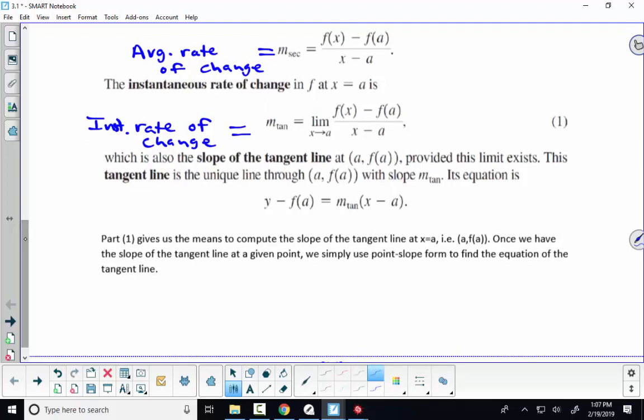And then once we compute the slope of the tangent line at a particular point, then we can write the equation of the tangent line just by our point slope formula. You know, this is y minus y1 equals the slope of the tangent line times x minus x1. So sometimes we're after just the derivative, sometimes we're after the equation of the tangent line. So this is the equation of the tangent line.